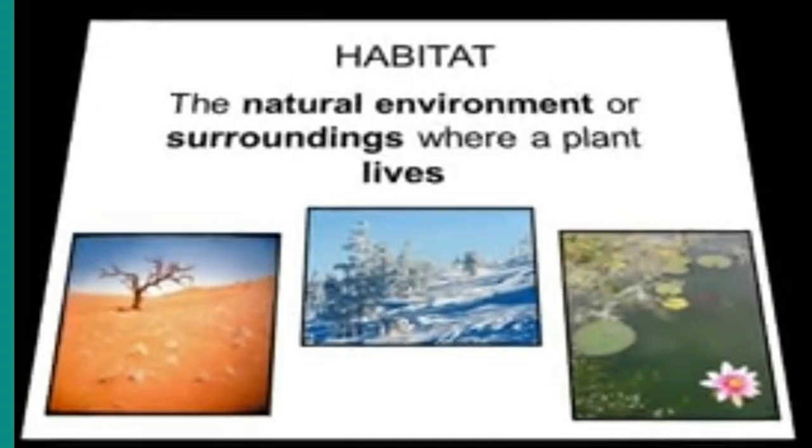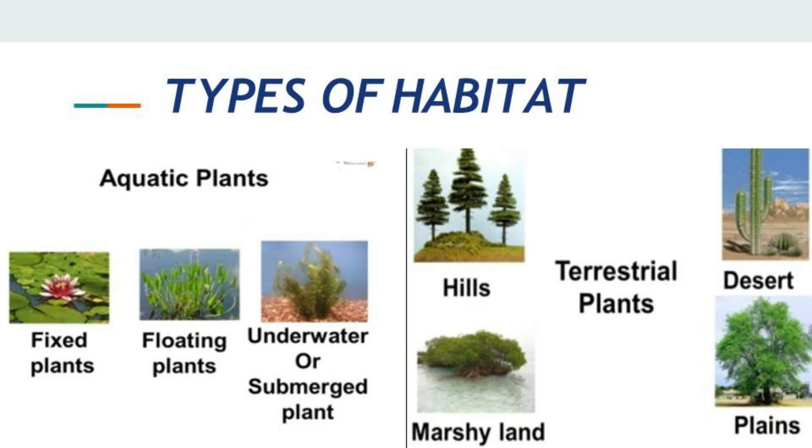Habitat. Each and every organism needs a place to live and reproduce. This dwelling place is called a habitat, the natural environment or surrounding where a plant lives. From the depth of the ocean to the top of the highest mountain, habitats are the places where plants and animals live. Now we are going to see the two major types of habitat: aquatic habitats and terrestrial habitats.